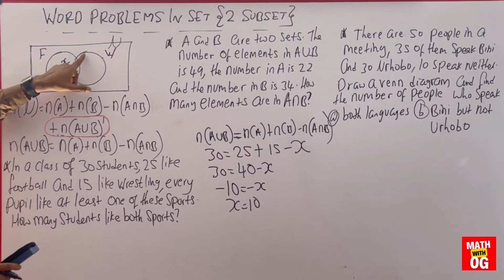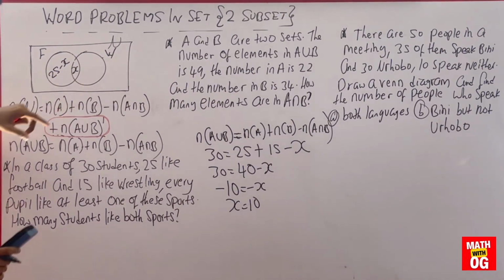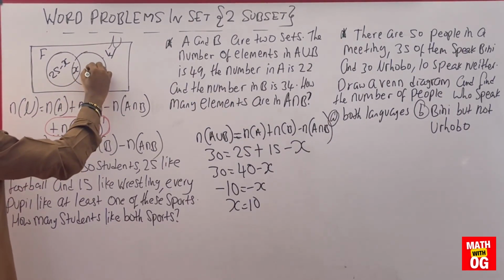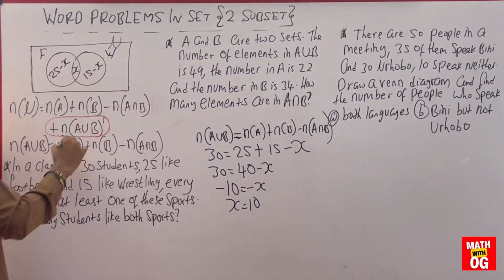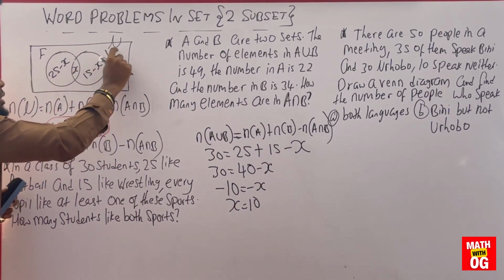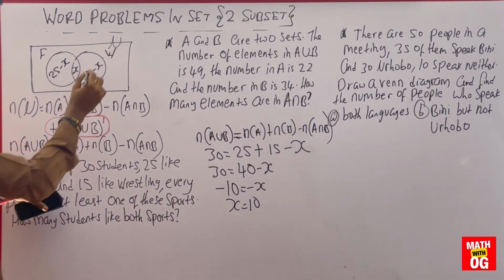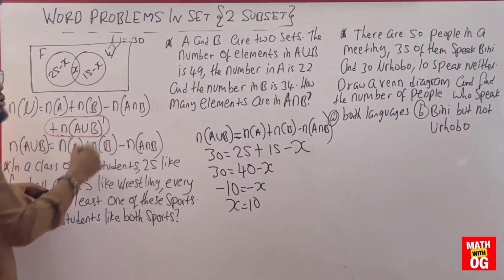Similarly for wrestling, 15 people like wrestling, but X of them like football and wrestling. So how many like wrestling only? It is simply 15 minus X. Now, we don't have any students that do not like either football or wrestling, so that place is empty. So what is the universal set? From the question, the universal set is equal to 30 students.